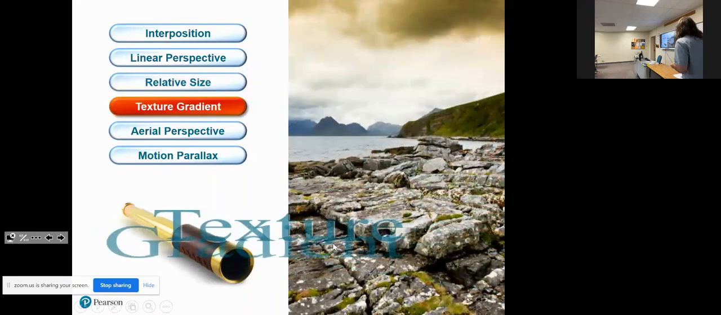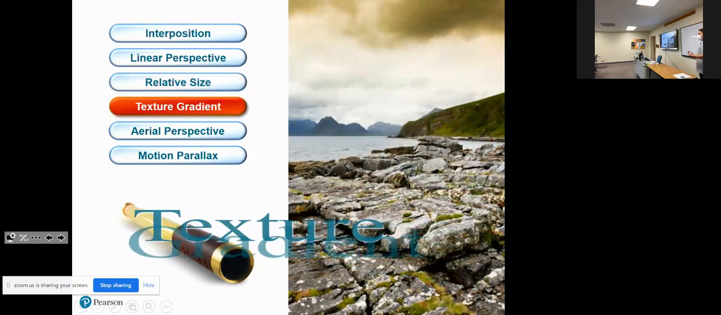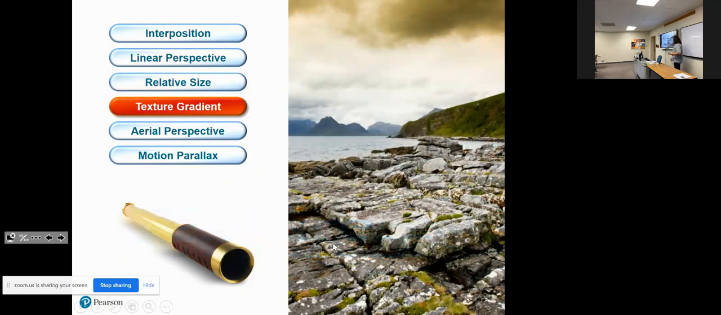Texture gradient. We also know, just based on our experience, that we get more details, we get more texture when we're what? Close or far? Close, right? Things tend to fade. Like these are probably the same rocks back here, but you can't see the details like you can off in the distance there.